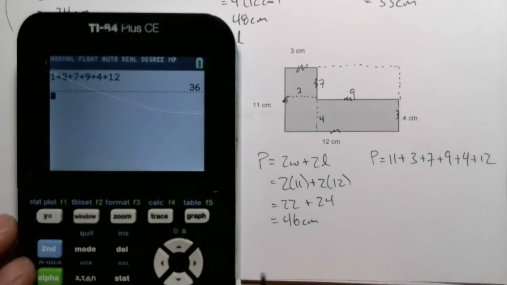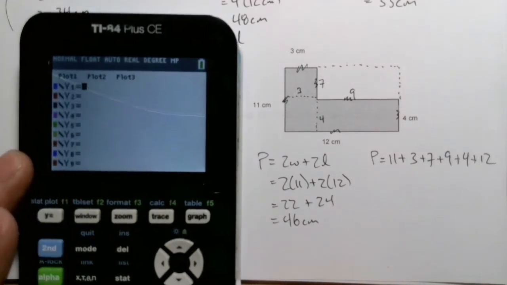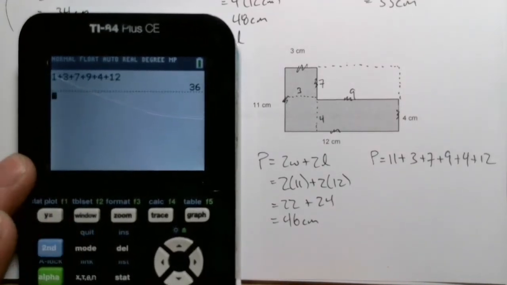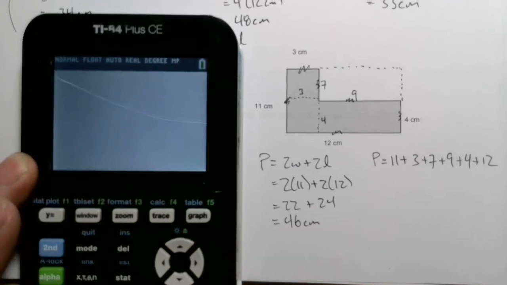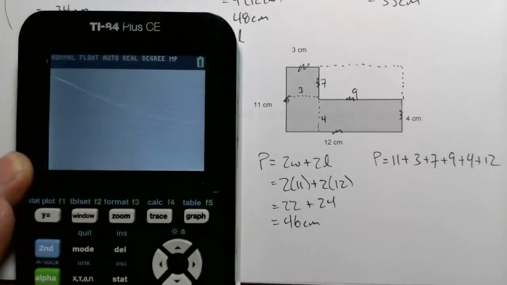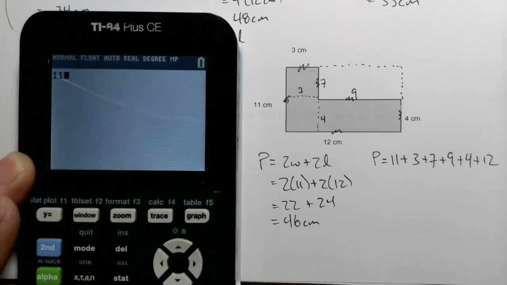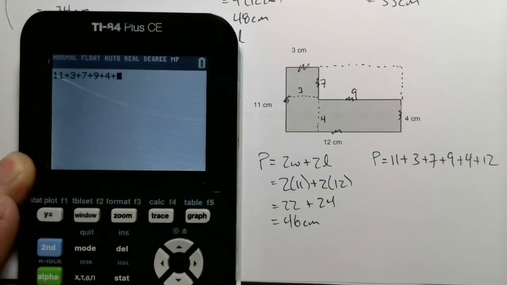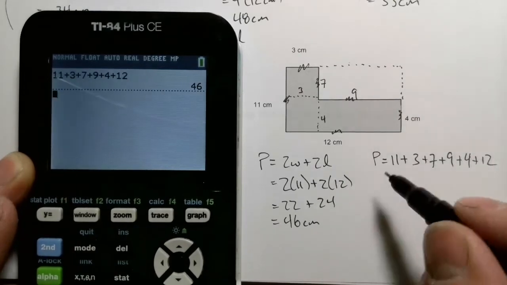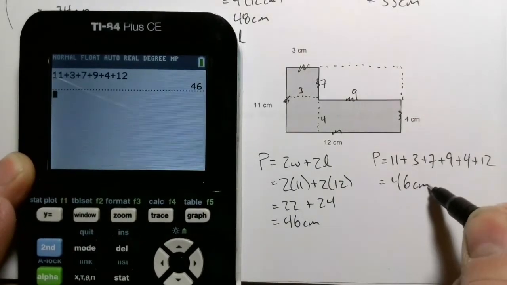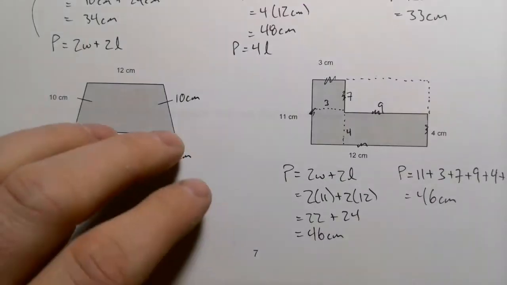Just a quick second there, I got quite embarrassed because that wasn't what was supposed to happen here. Let's do that again. Okay. Sorry, I'm going to focus this just a little bit. There we go. So 11 plus 3 plus 7 plus 9 plus 4 plus 12. And there's my 46 centimeters. So it really shouldn't matter.